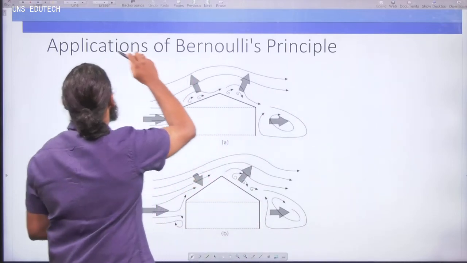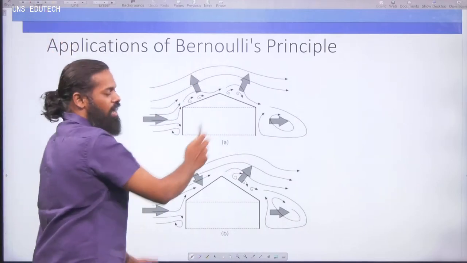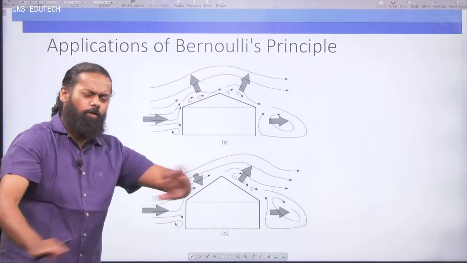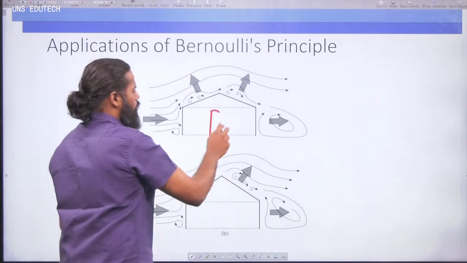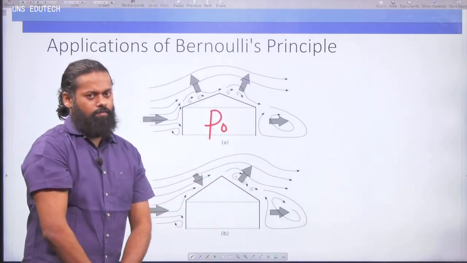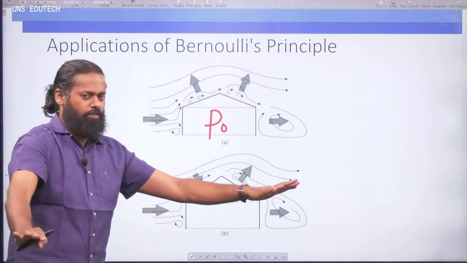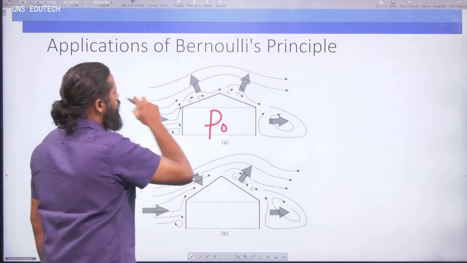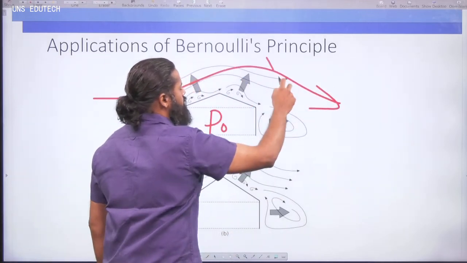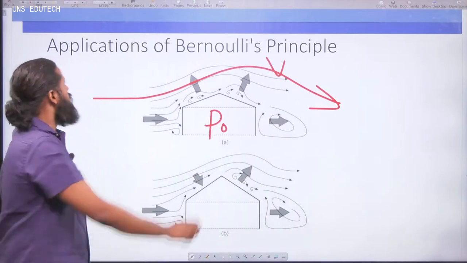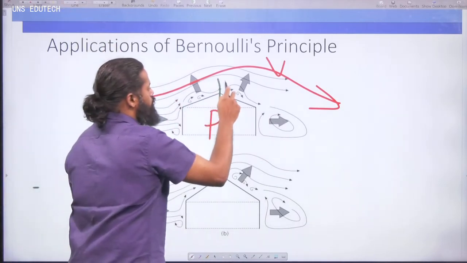Here I'll show you a small schematic. This is a house. Assume that there is no wind. In such a situation, the pressure will be atmospheric pressure everywhere. But the moment wind flows like this, the velocity is going to increase. As a result, what happens? The pressure should go down.